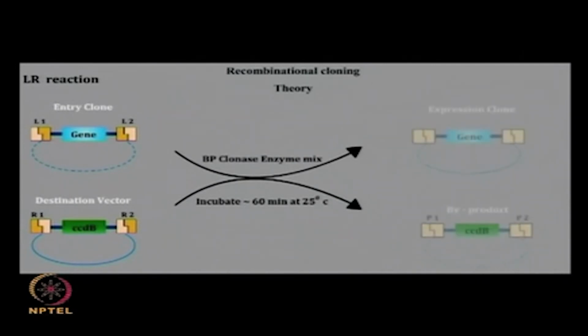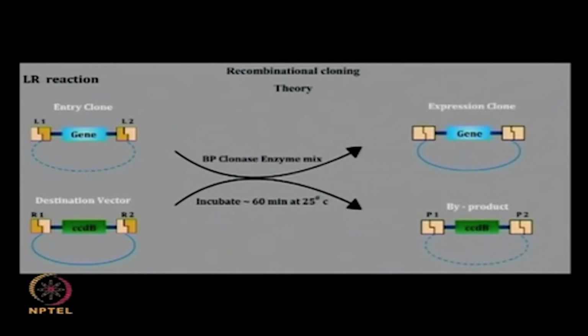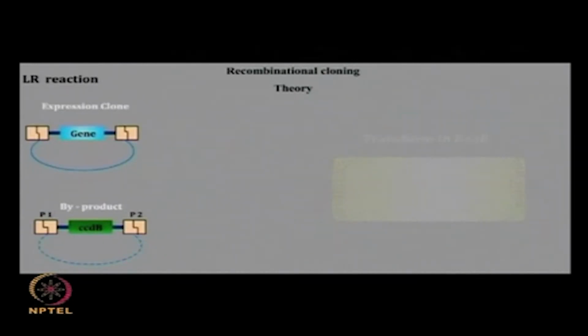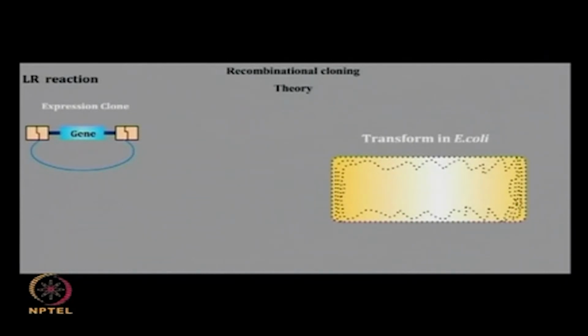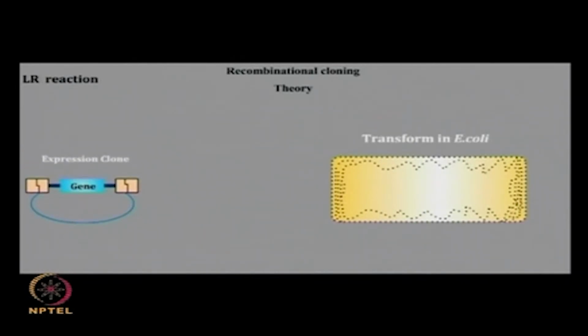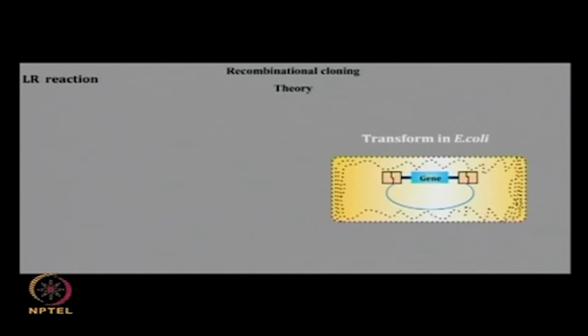The LR reaction is essentially the reverse of the BP reaction, where the master clone flanked by the attL site recombines with a destination vector with attR sites. This reaction, which takes place in the presence of LR Clonase enzyme mix, results in transfer of the gene from the master clone to the destination vector to produce an expression clone for a specific purpose. The LR reaction enables generation of several expression clones for various applications in very short time.